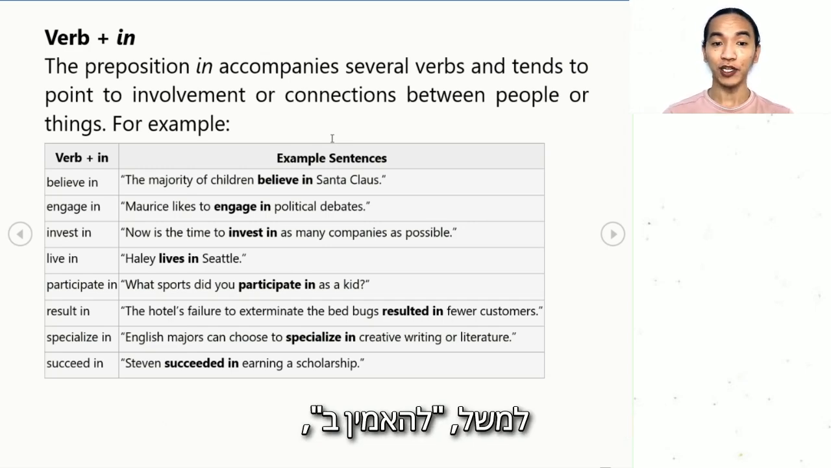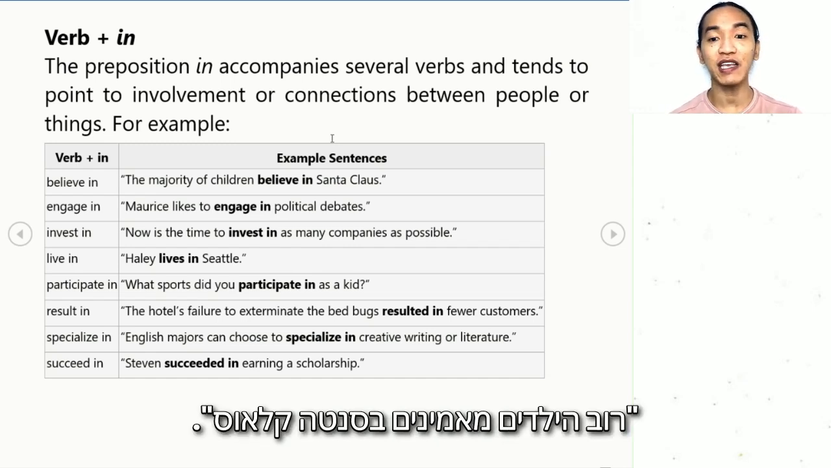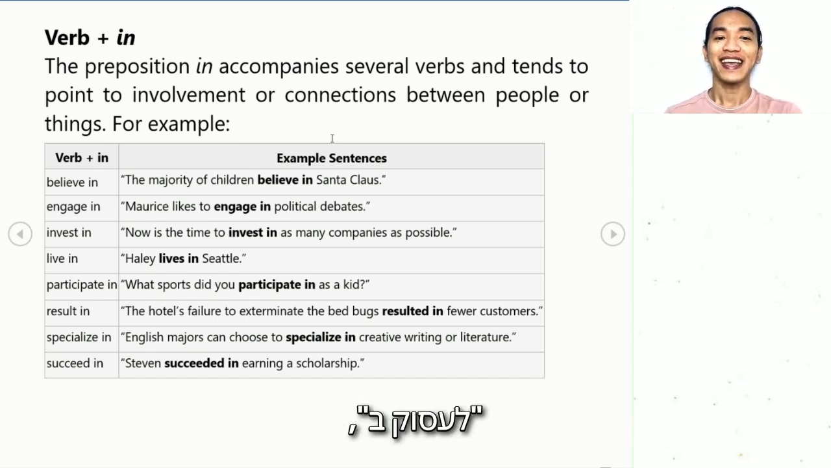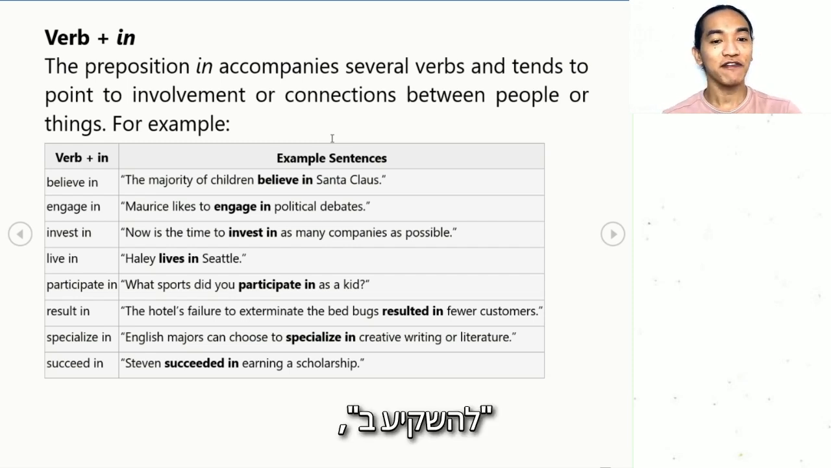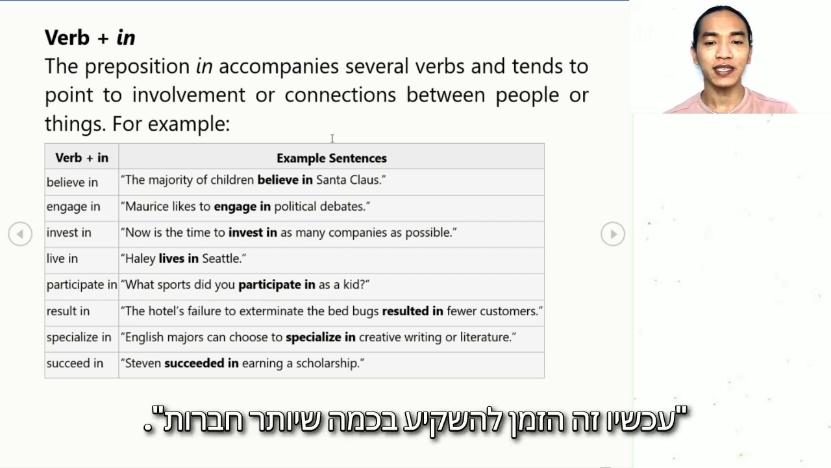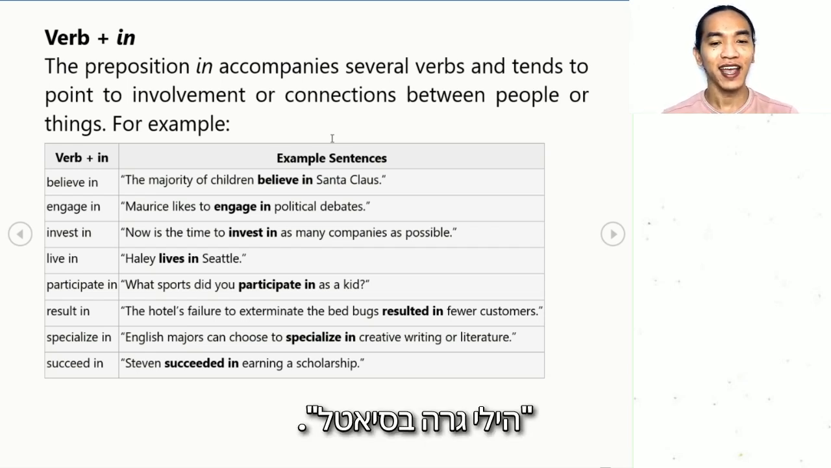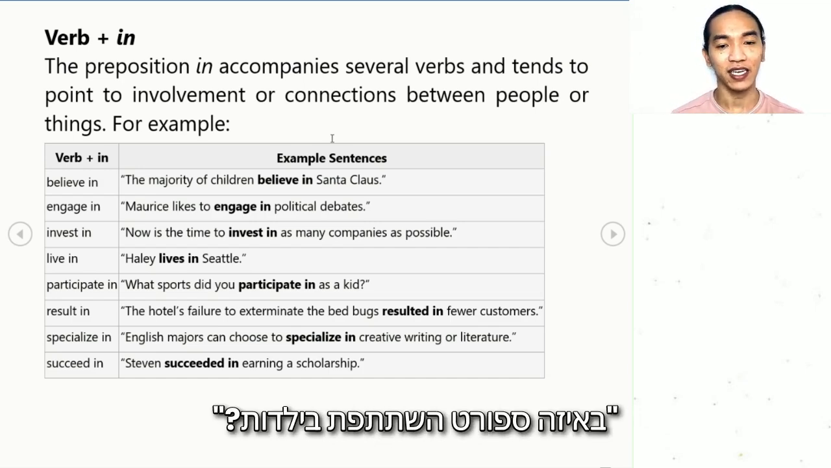For example, believe in. The majority of children believe in Santa Claus. Engage in. Maurice likes to engage in political debates. Invest in. Now is the time to invest in as many companies as possible. Live in. Haley lives in Seattle. Participate in. What sports did you participate in as a kid?